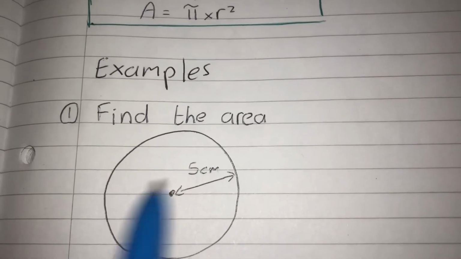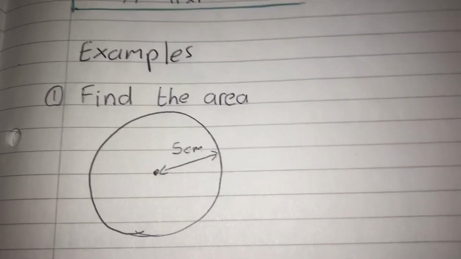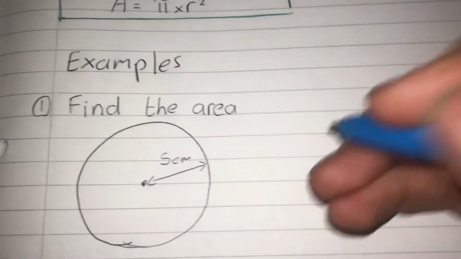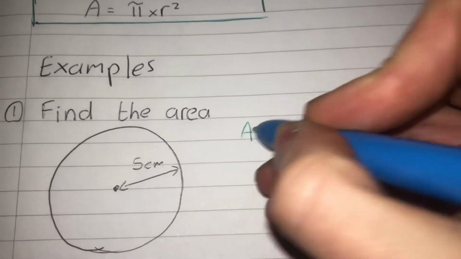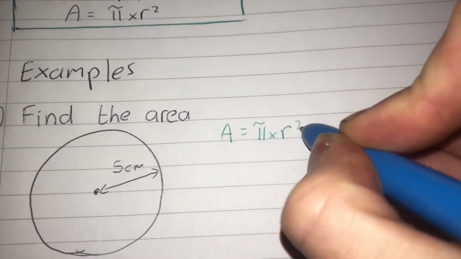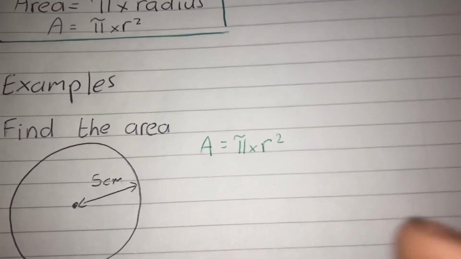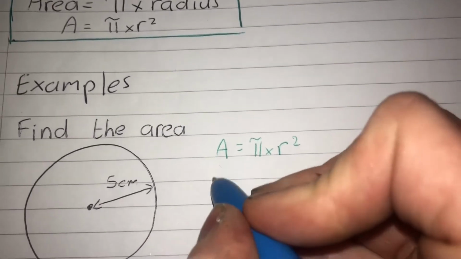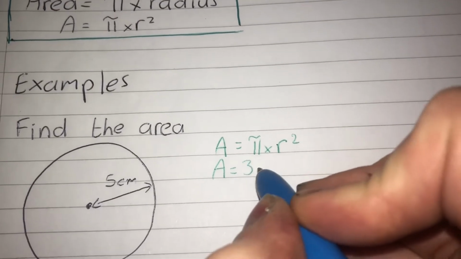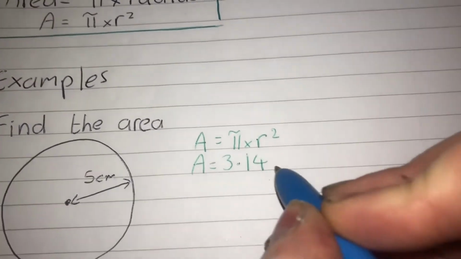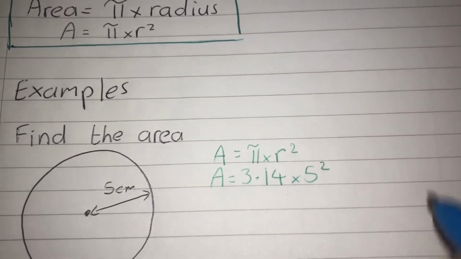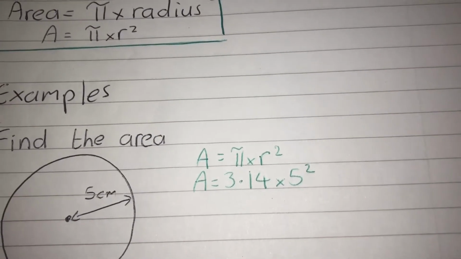So the first one: find the area of this given circle. We've been given a radius. That's all we actually need. We write the formula: A equals pi times r squared. The next step is then to substitute in what we know. So A is what we're trying to find. Pi, which again I've advised you to use as 3.14, times the radius squared, 5 squared. So all I've done there is substitute in my values.